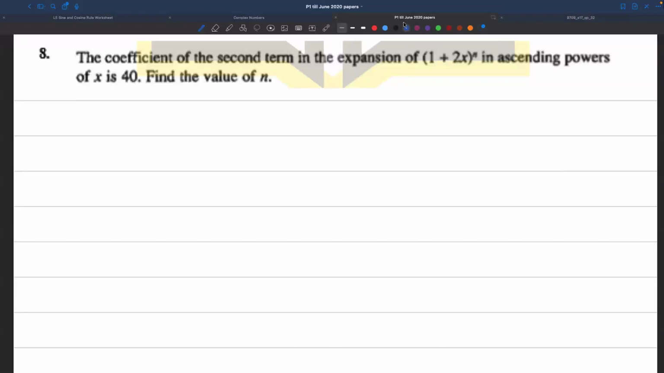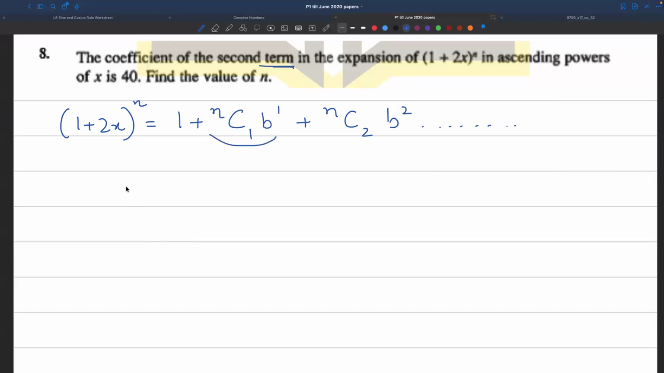Okay, so this question says that the coefficient of the second term in the expansion of (1 + 2x)^n is 40. We have to find the value of n. Now, when we expand (1 + 2x)^n, I hope everyone understands that we will simply use this formula: 1 + nC1 b^1 + nC2 b^2 and so on, right? However, when it says the second term, it means we are talking about this term. So nC1 b^1 is equal to 40.